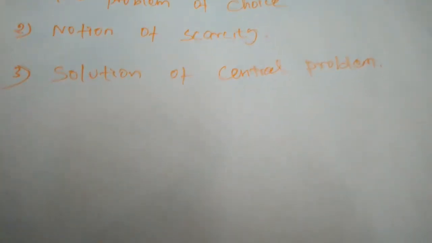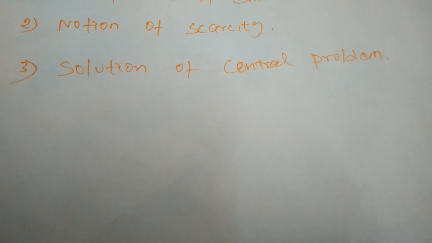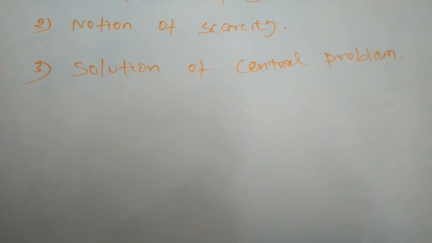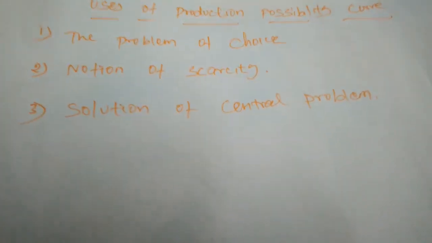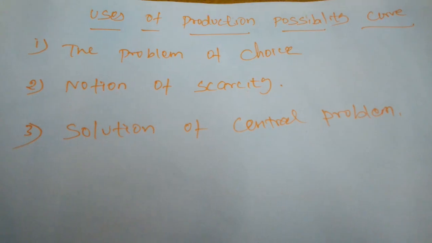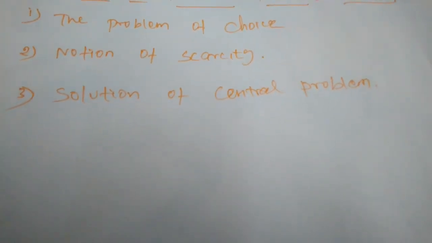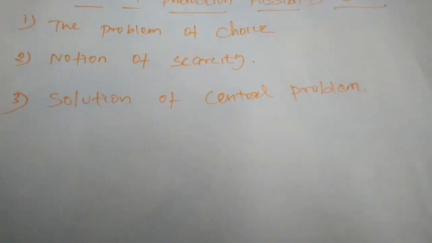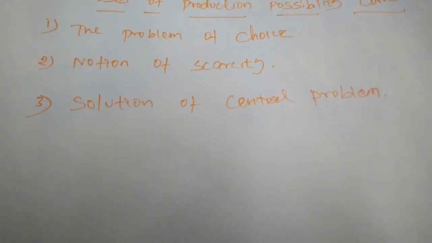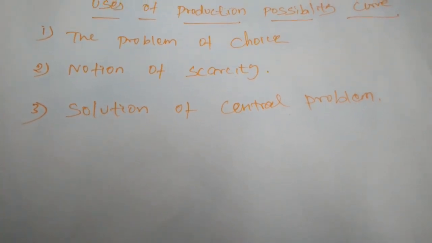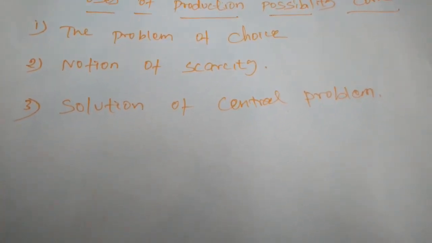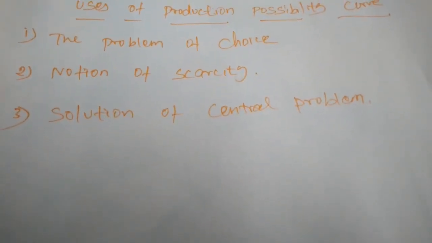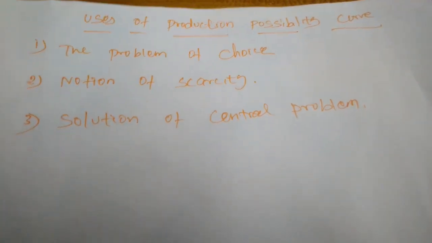Next is the solution of the central problem. So what does the central problem of the economy mean? The decision regarding the size and allocation of resources. We have a scarce amount of resources, but we have to use these resources for producing two commodities. The two commodities always have to provide full satisfaction to the consumers. So this is the central problem. By using the production possibility curve, we can easily solve the central problem of our nation or any one nation.